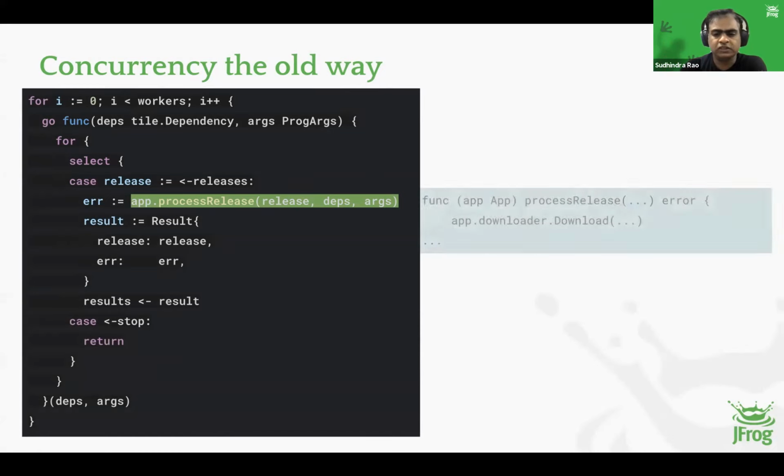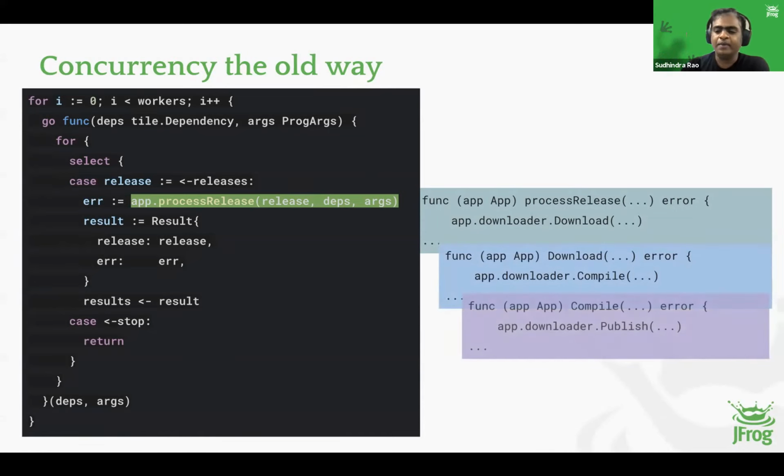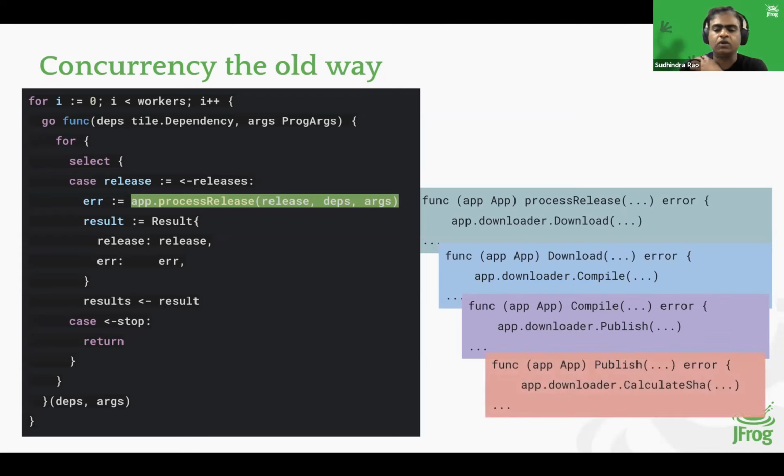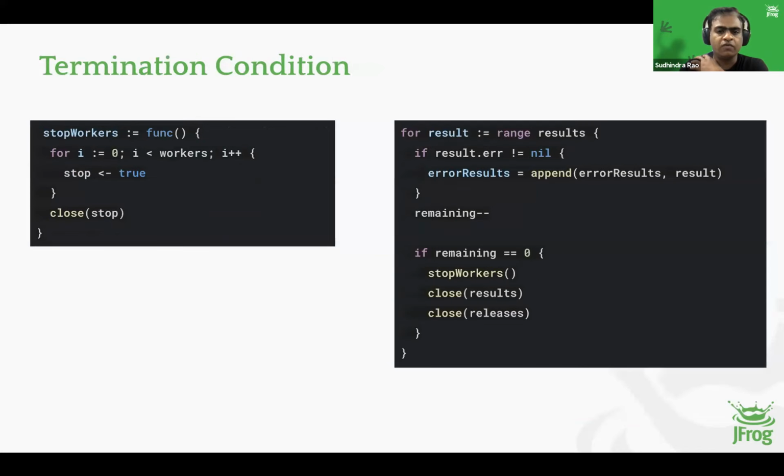But what happened when we called process release? Process release called download, download called compile, compile called publish. So it was basically a bunch of concurrent routines, but then it became deeply sequential, and it did not address the problem that download has its own dependency, compile has a separate dependency, and publishing has a different dependency. So it did not handle many concurrency opportunities that were in the system. So that's what was hurting about this old way of doing concurrency.